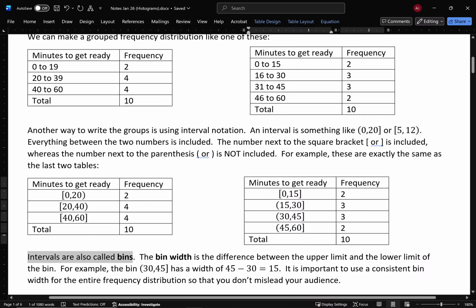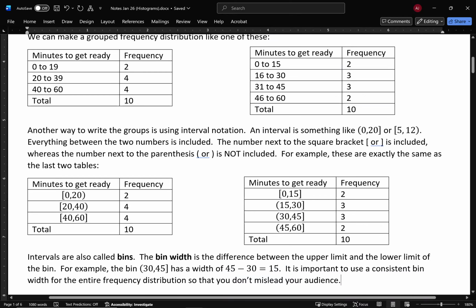Now the intervals themselves are also called bins. So you kind of imagine that you have these bins or baskets or boxes, and you're just taking everyone's response and throwing them into a different bin to categorize them. So the intervals are called bins, and the bin width is the difference between the upper limit and the lower limit of the bin. So for example, the bin not including 30 and including 45, so the bin from 30 to 45, including 45, has a width of the larger number minus the smaller number. So 45 minus 30, that's 15.